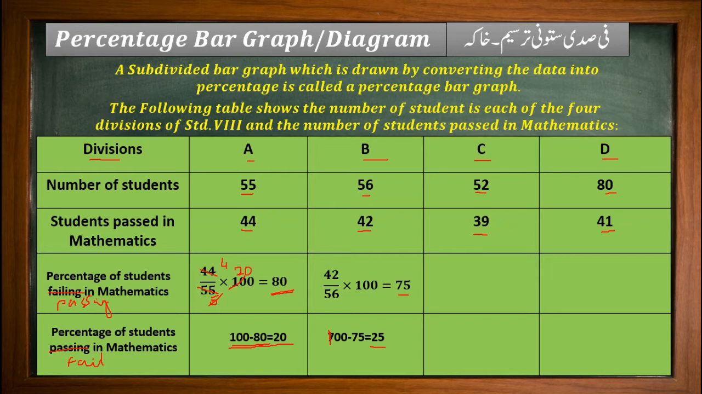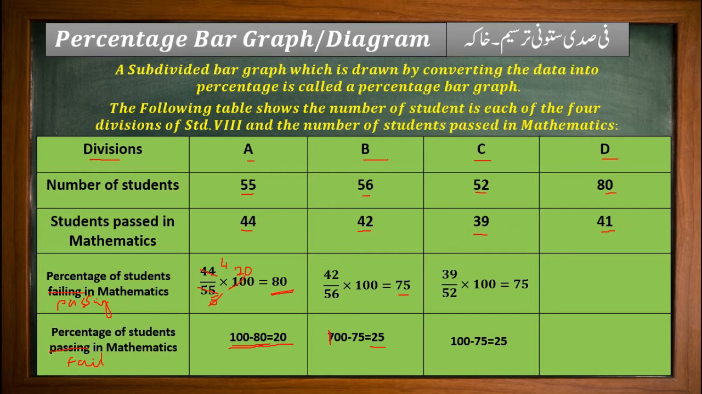Now we will move to the C division, and you see that 52 students are total there. 39 students passed in mathematics. So first we have to find the percentage of 39 from 52. So 39 upon 52 into 100, we'll get 75. So 75% of students passed here, and similarly 100 minus 75 means 25% of students in standard C failed.